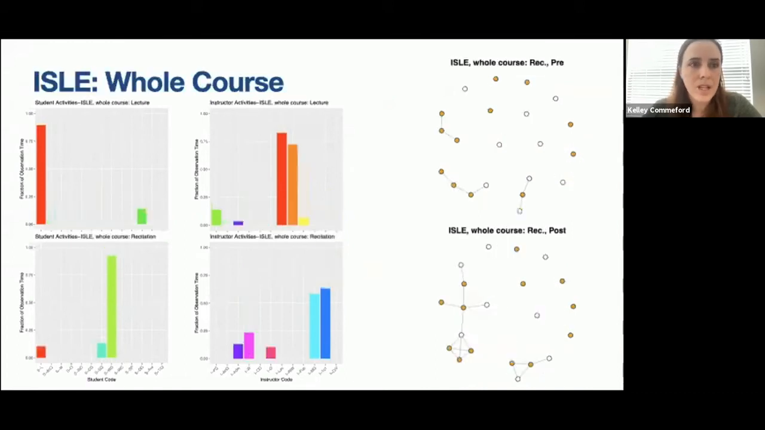For our whole course implementation of ISLE, we look at the lecture component, which is still very much lecture and writing on the board with a couple of questions thrown in. And the recitation section, students are working in groups on activities, asking questions while the instructor is wandering around and helping and interacting, and also doing some administrative tasks like talking about the upcoming exam.